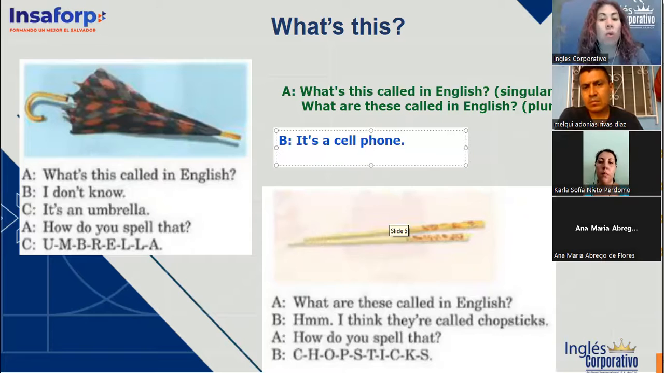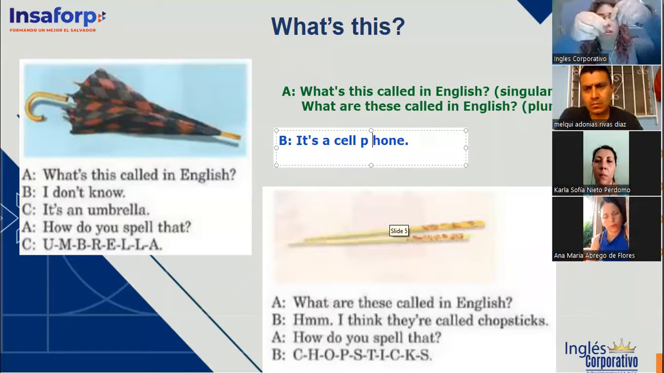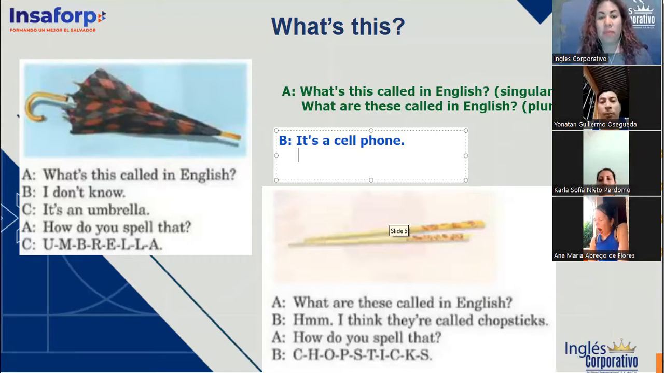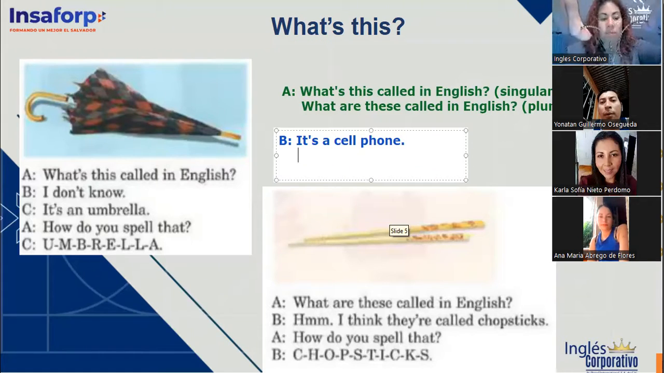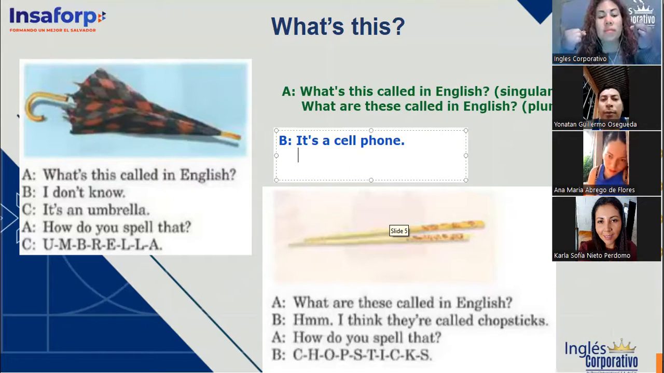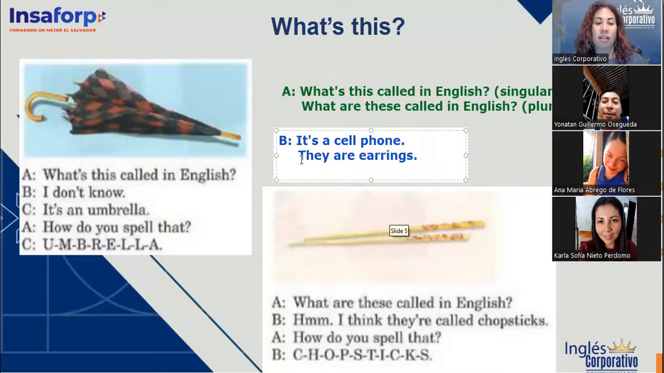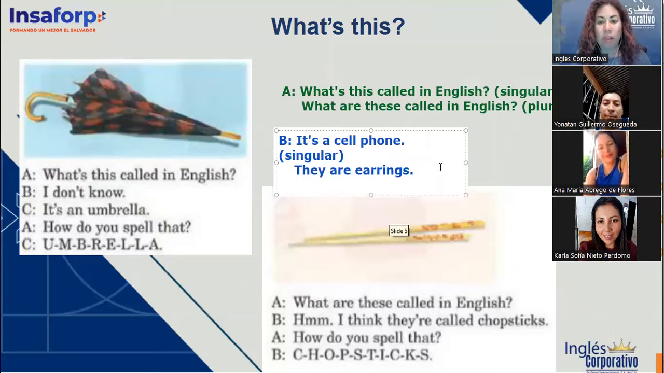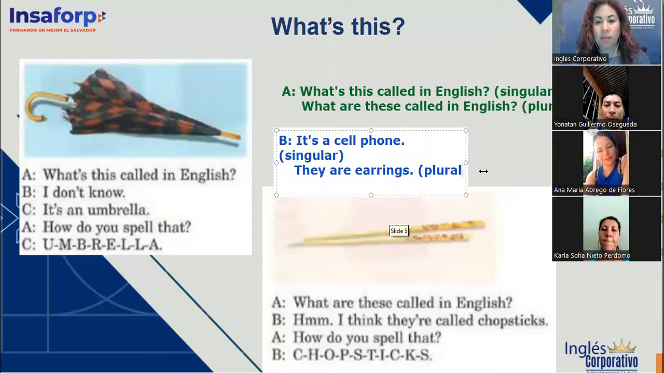Or if I say, what are these called in English? What are you going to say? ¿Cómo se llaman? Anybody know? Argolla, ajá, in English? They are earrings. So this one's going to be singular, and this one is plural. Okay. Do we understand?